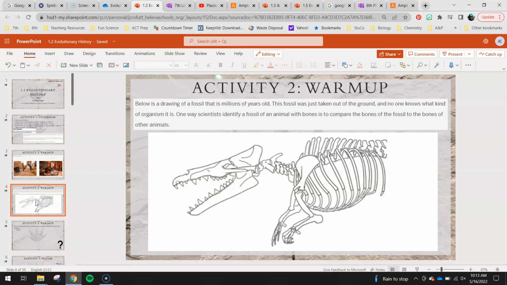Below is a drawing of a fossil that is millions of years old. This fossil was just taken out of the ground and no one knows what kind of organism it is. One way scientists identify a fossil of an animal with bones is to compare the bones of the fossil to the bones of other organisms, which you became familiar with when you did the Great Fossil Find recently. You were able to look at some skeletons of other organisms that you know and compare what's similar and what's different.